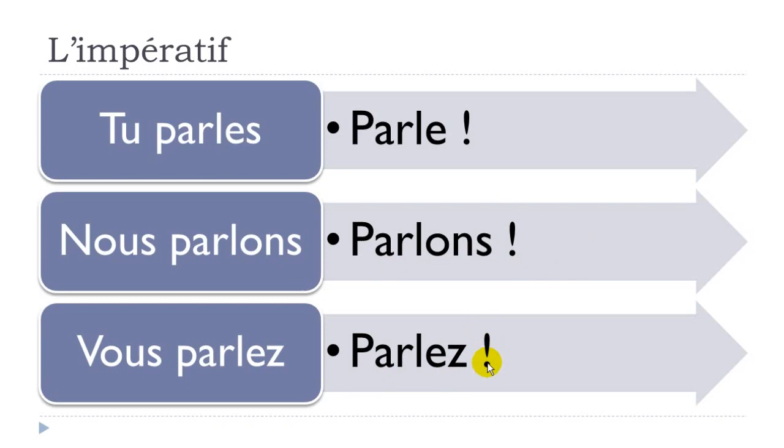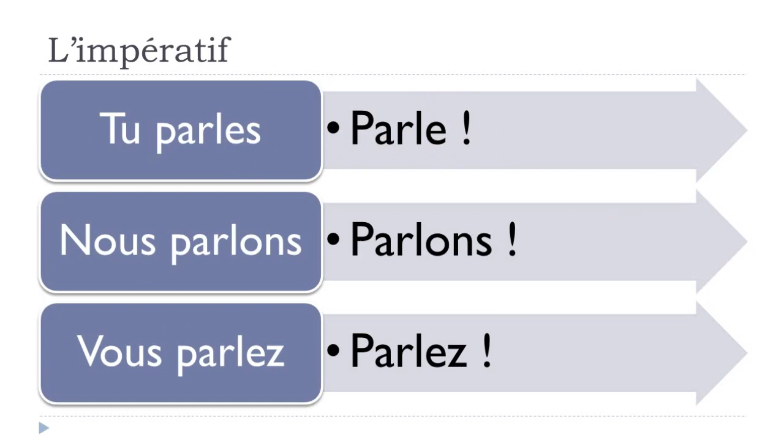So what you need to remember is that the only thing that will change between the present form here and this imperative form is this final S that normally we don't pronounce, but still we write it. Okay, so it needs to go away at the imperative for the tu form.